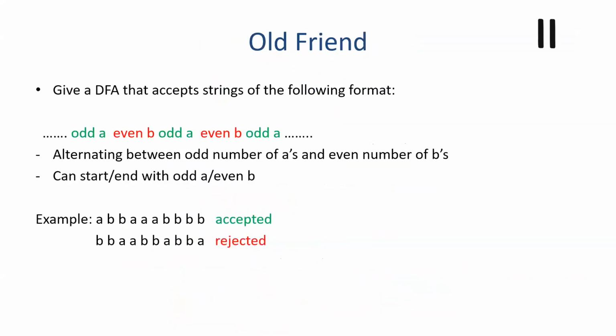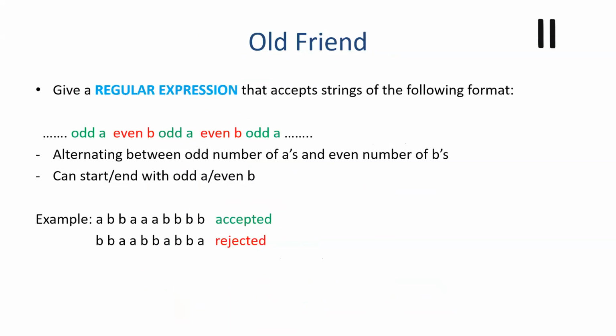Now I'll leave this to you to think about on your own. If you remember this exercise, this was the first ever exercise we solved where you had to make a DFA for this particular sequence. It was alternating odd A, even B. Now you want to give a regular expression for it. So just think about it in your free time. You can send me an email if you're having trouble.